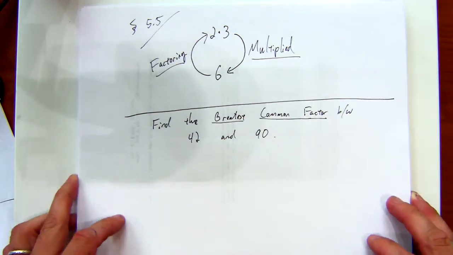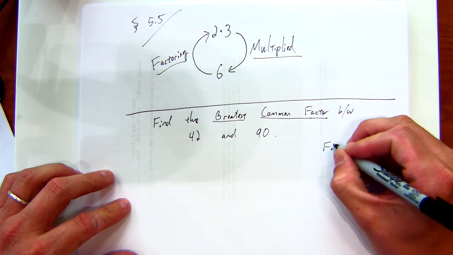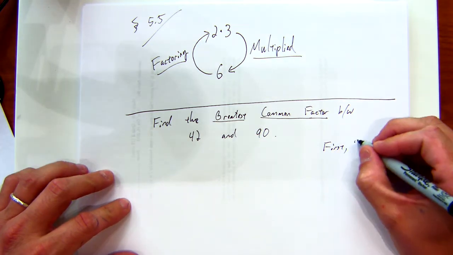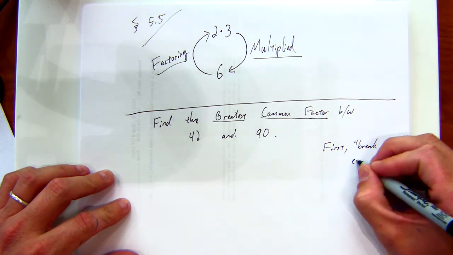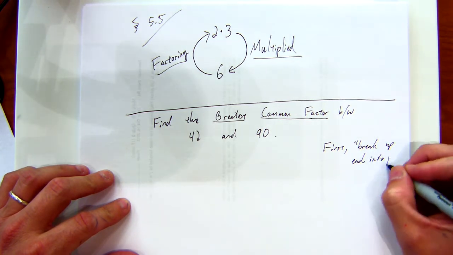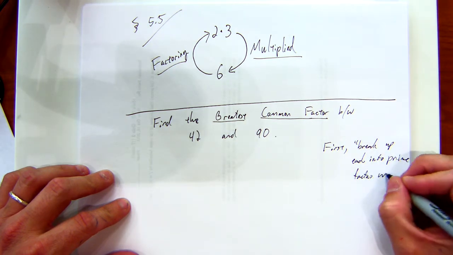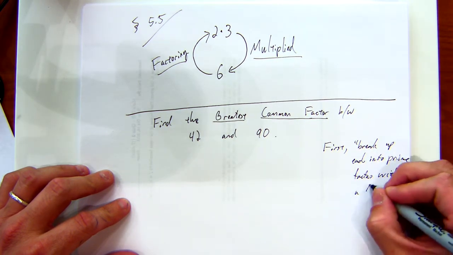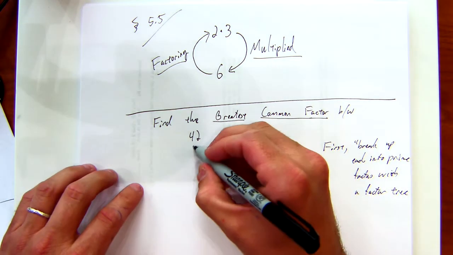So one way to do that is to break it up into prime factors. So first, break up each into prime factors with what we call a factor tree. Okay? So what's one way?